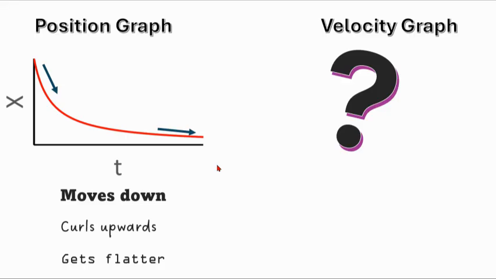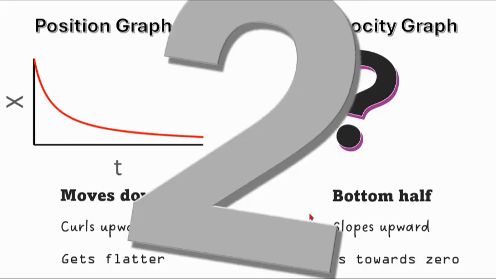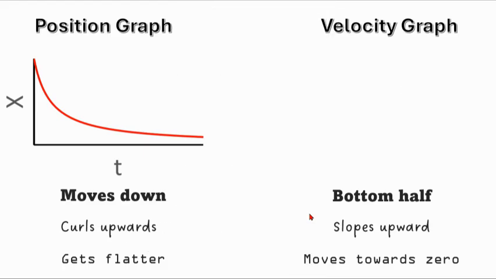Well, because it's moving down, we know that the velocity graph will be on the bottom, the negative half of the graph. Because it's curling upwards, we know that this velocity graph has to slope upwards. And because this position graph is getting flatter, we know the line has to move towards the zero line. So what is that going to look like? Go ahead and pause the video and write down what you think. We'll have the answer in 3, 2, 1.